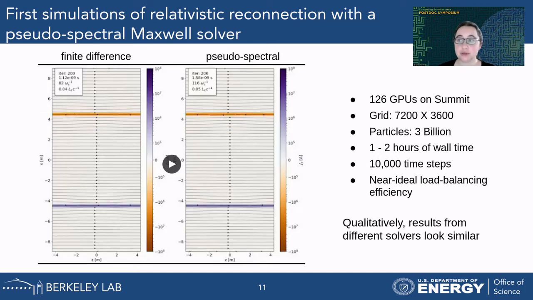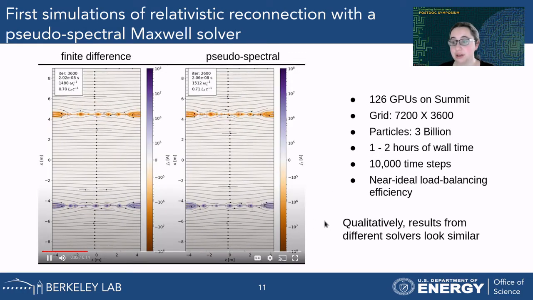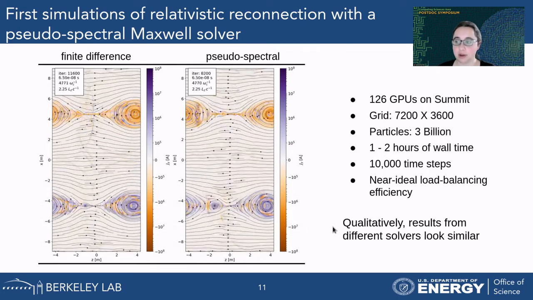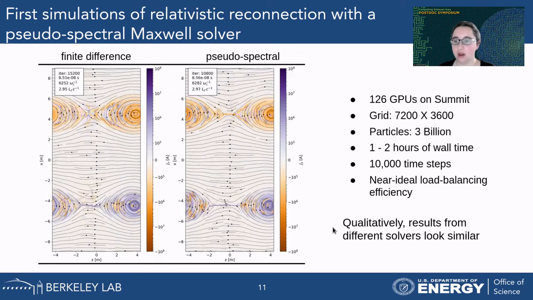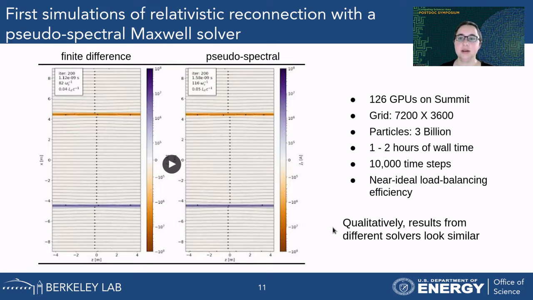So I'm about to show some movies from our simulations of relativistic reconnection with FDTD on the left, and the first simulations with the pseudo-spectral Maxwell solver, PSATD, on the right. So we start off with our current sheets in orange and purple, and then the anti-parallel magnetic field lines. And as this starts, pretty much immediately the current sheet fragments into these plasmoids that I showed earlier, at around the same spot, at around the same time. And eventually we're left with a single large plasmoid as the overall reconnection has saturated.